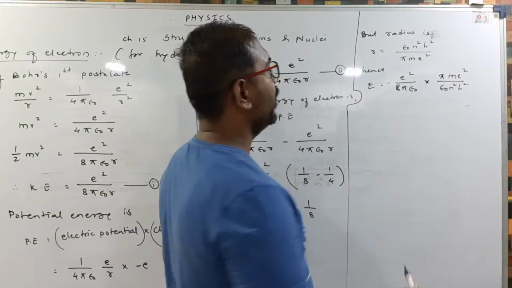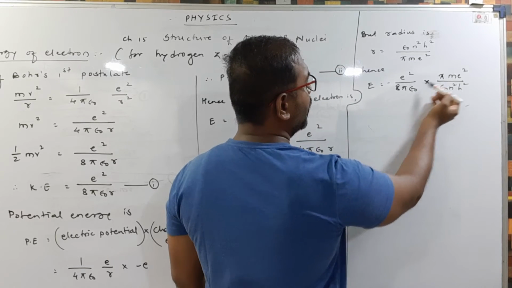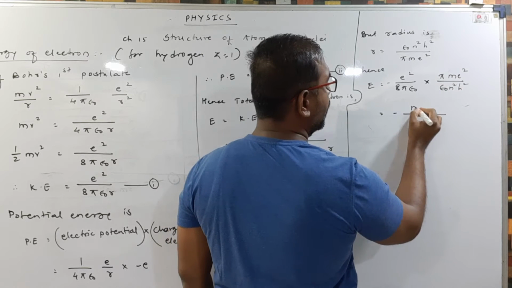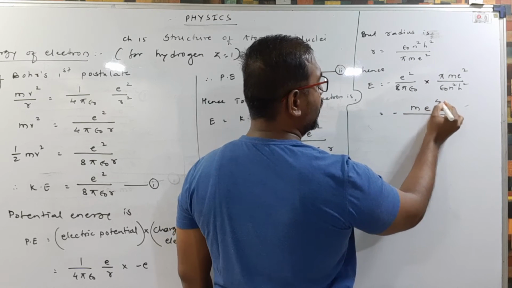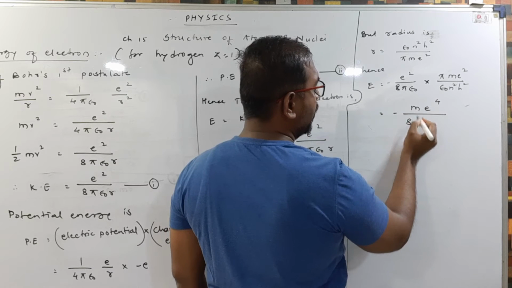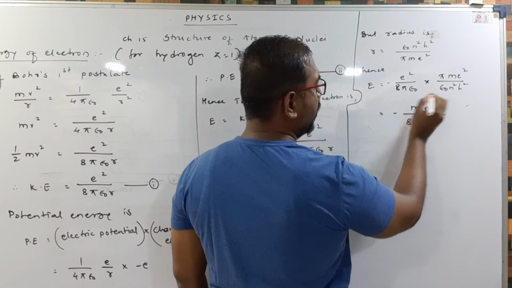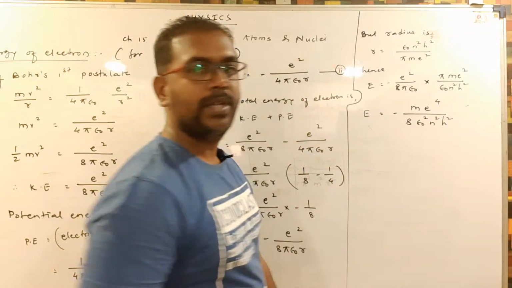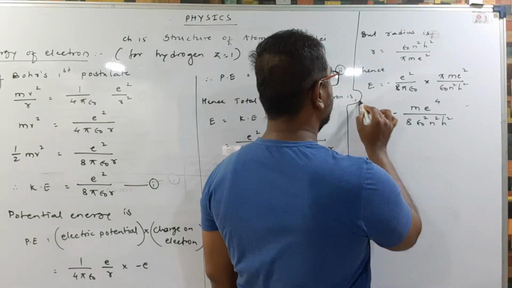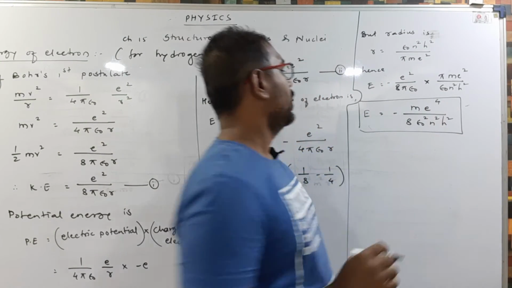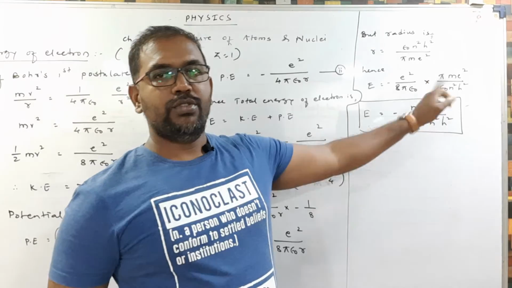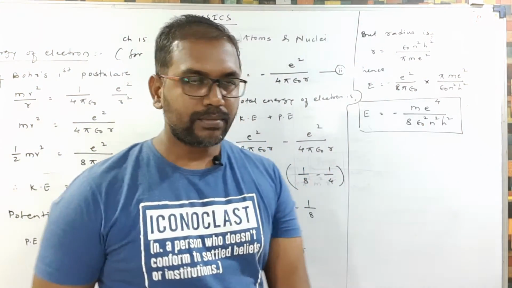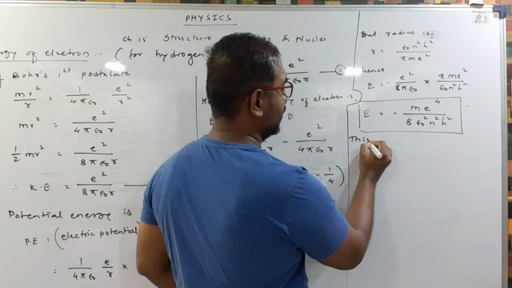Then we have to cancel the common term. This pi gets cancelled. So minus m e raised to 4 divided by 8 epsilon 0 square n square h square. This is the formula of E. Now this is the expression for energy of electron: E is equal to minus m e raised to 4 divided by 8 epsilon 0 square n square h square. This is the expression for energy.